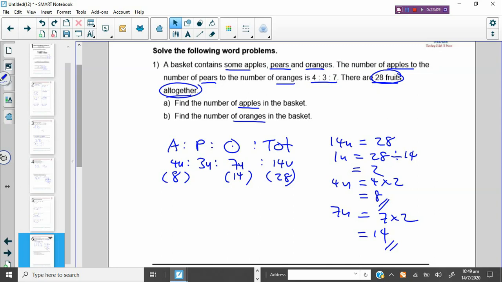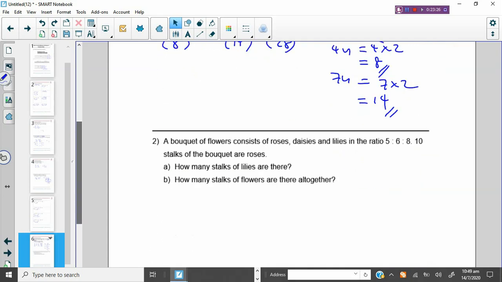Okay, so lesson here. Do I need to put the total in the ratio? It depends on the question. So if the question never asks you to find total, or there's no altogether mention in this problem, then you don't need to put the total in the ratio. Okay, let's go on to the next one.